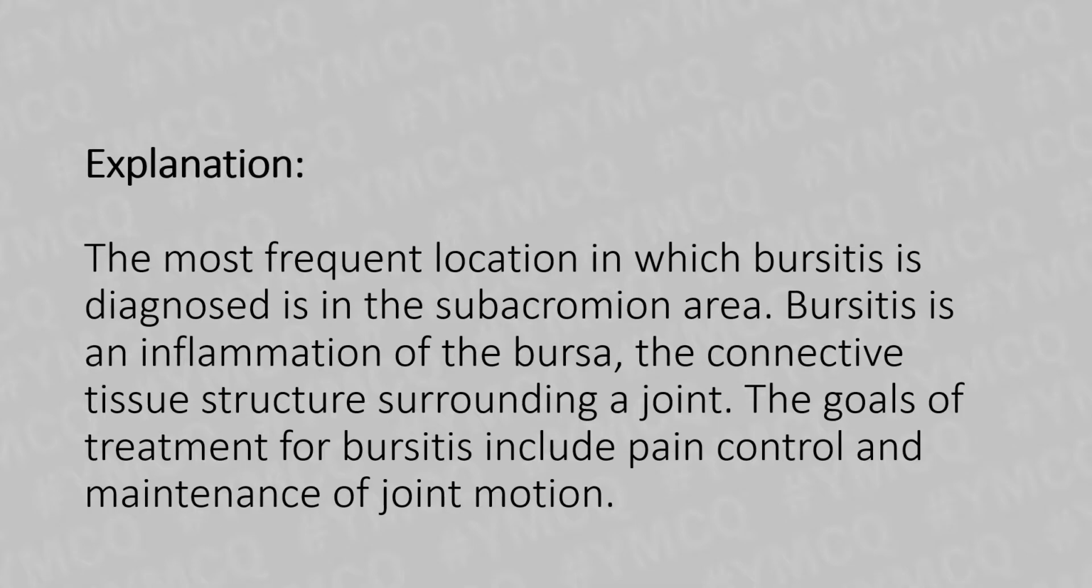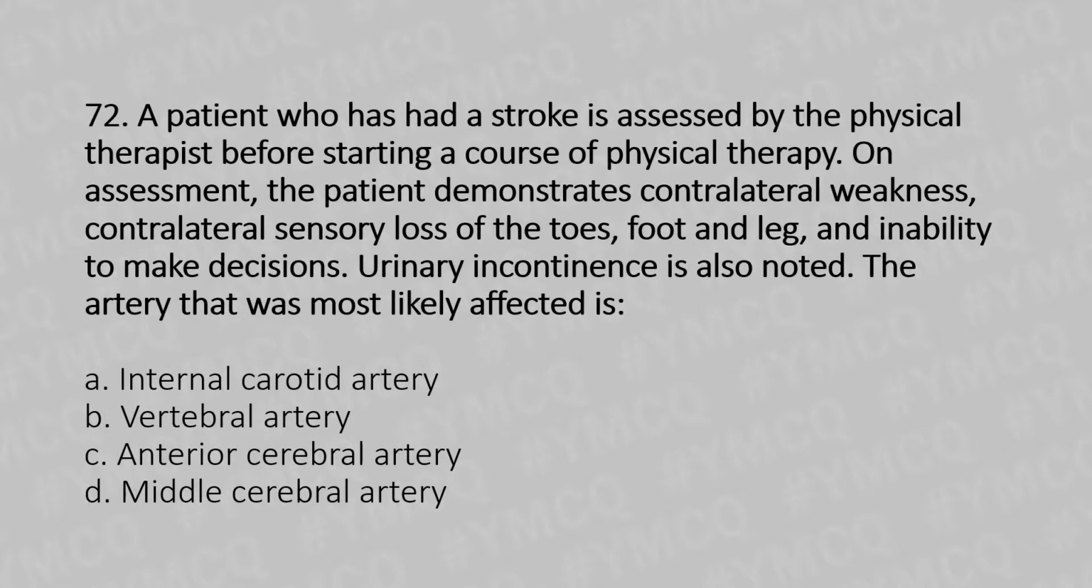Now let's move to our 72nd question. A patient who had a stroke is assessed by a physical therapist before starting a course of physical therapy. On assessment, the patient demonstrates contralateral weakness, contralateral sensory loss of toes, foot and leg, and inability to make decisions. Urinary incontinence is also noted. The artery that was likely affected is Option A, internal carotid artery. Option B, vertebral artery. Option C, anterior cerebral artery. Option D, middle cerebral artery.